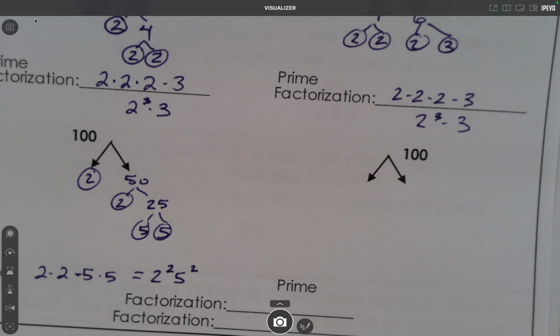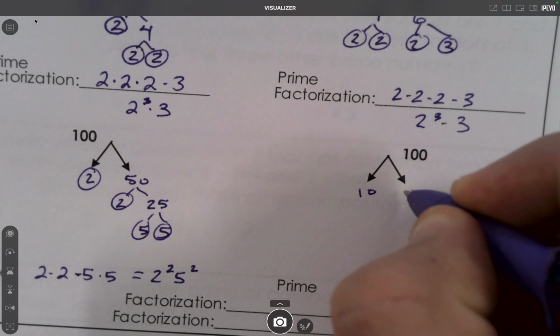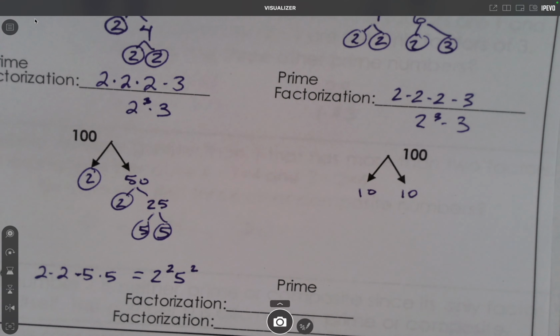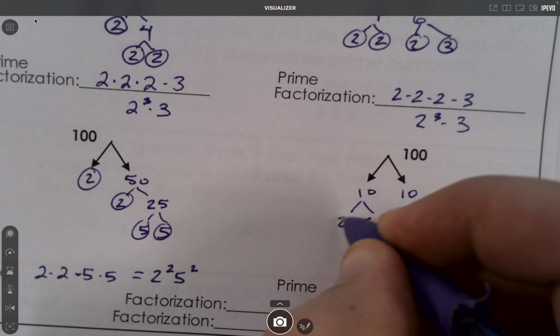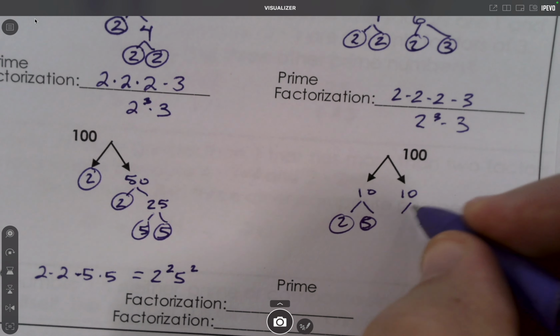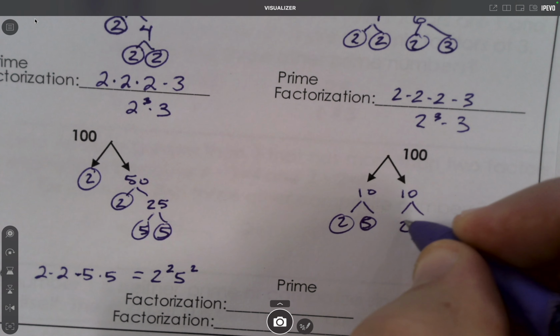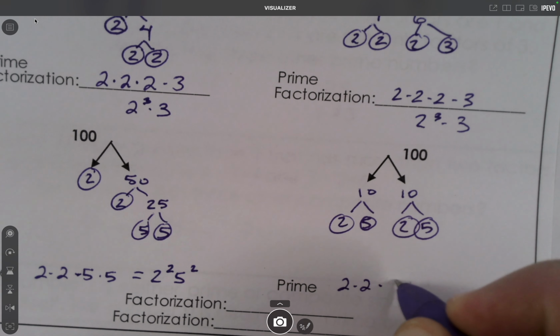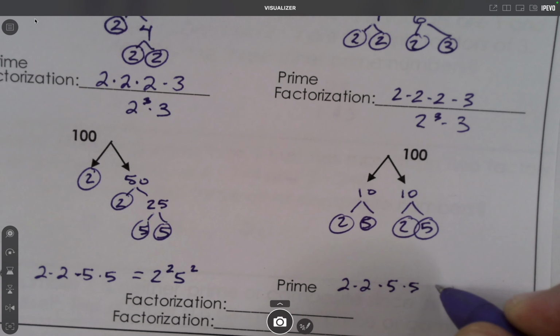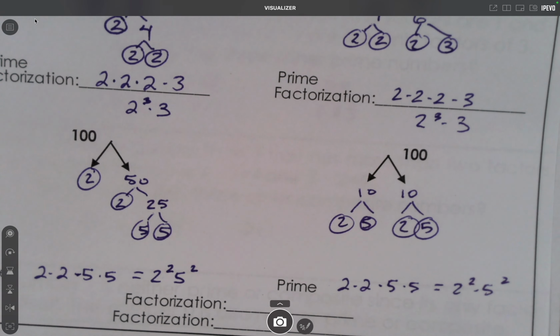Okay, now I'll do the ones that are closest together, 10 and 10. 10 can be split up into 2 and 5. Those are both prime. And hey, the other 10 can also be split up into 2 and 5. So we end up, as we should, with identical results. 2 times 2 times 5 times 5, or 2 squared times 5 squared.